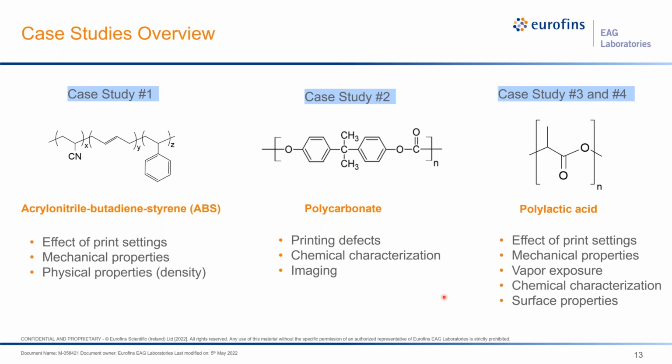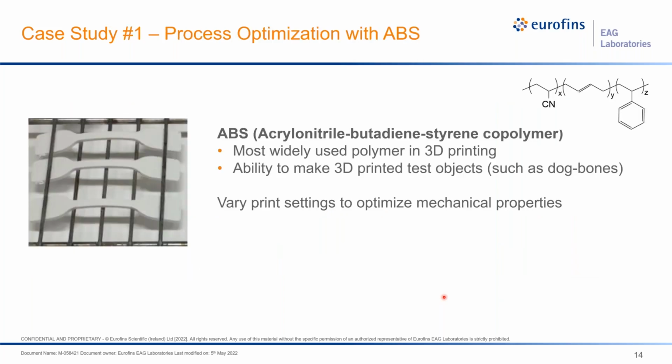This is actually a biodegradable, semi-crystalline polymer. So it's a very robust material. And we look at the effect of print settings on mechanical properties. We also do a little vapor exposure study and look at the surface finish. And then the last case study is concerned with 3 different PLA resins and trying to understand their chemical and surface properties. Okay, let's start with our first case study.